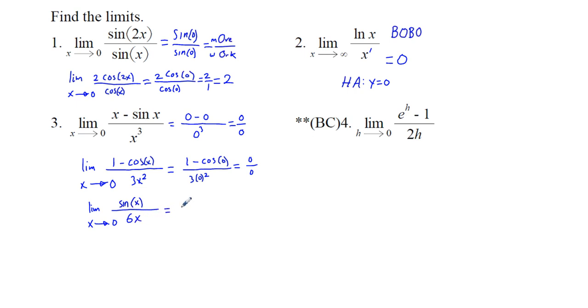And if we plug in 0 for this, we're going to get sine of 0, which is 0, over 6 times 0, which is 0. Okay, let's try it again.